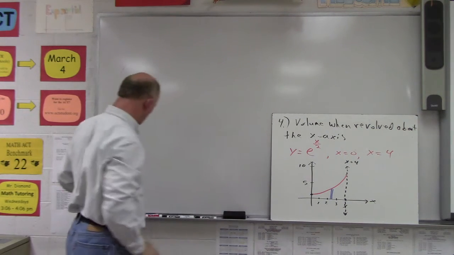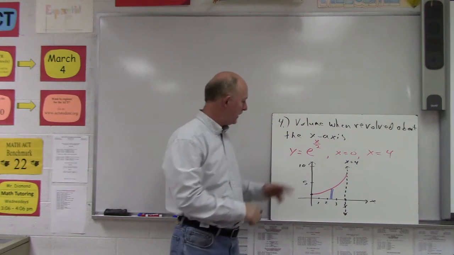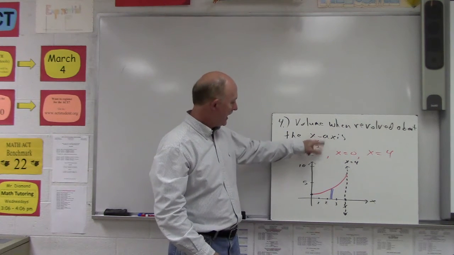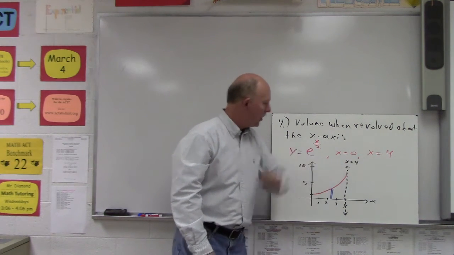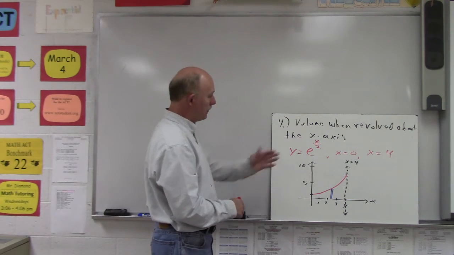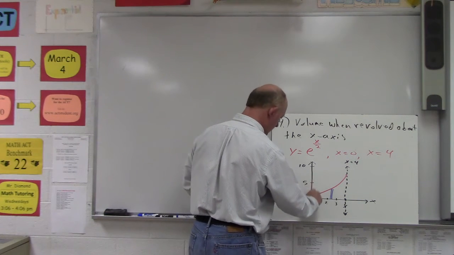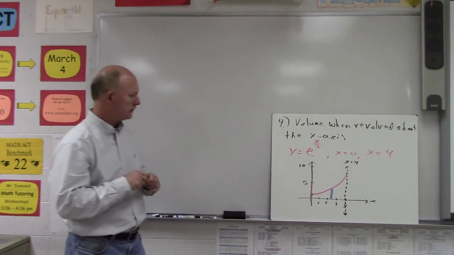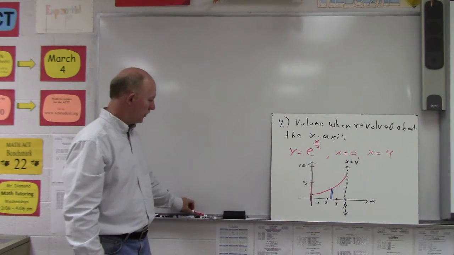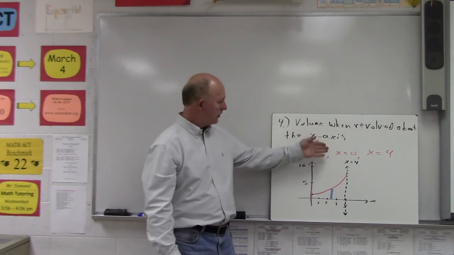So what's the volume when revolved about the x-axis? We'll do another one about the x-axis. This is y equals e to the x over 2, x equals 0, and x equals 4. Now x equals 0, that's another name for our y-axis, so it's going to be one bound. Okay, x equals 4.